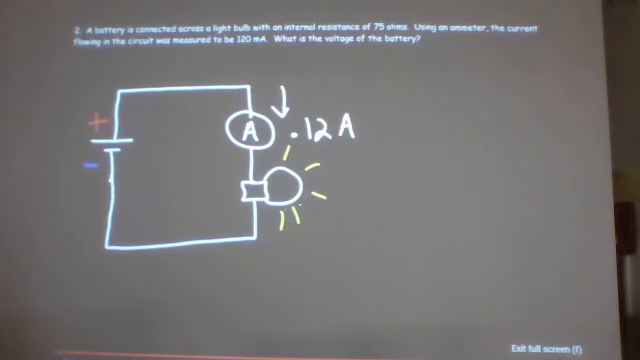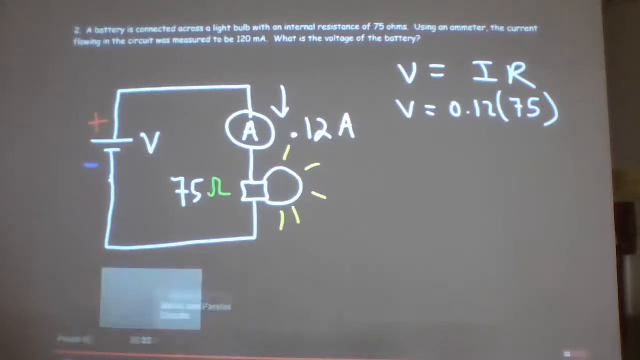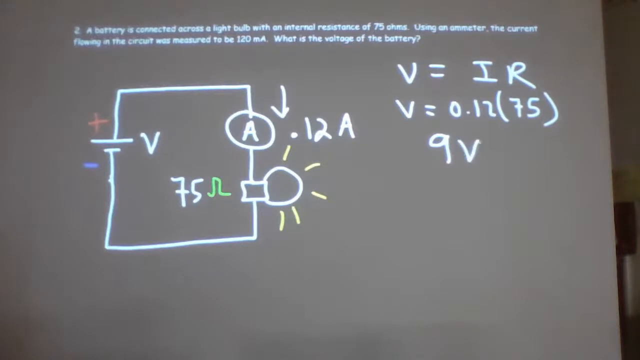Now the resistance of the light bulb, we said it was 75 ohms. So now we have everything that we need in order to calculate the voltage of the battery. V equals IR. The current is 0.12, the resistance is 75, and so we just need to multiply those two. 0.12 times 75, what we have is a 9-volt battery.